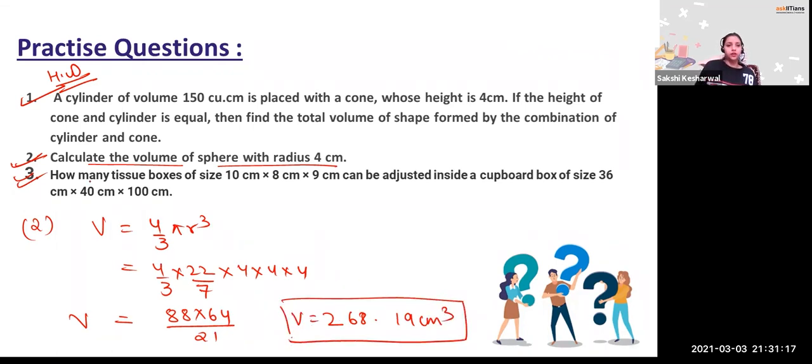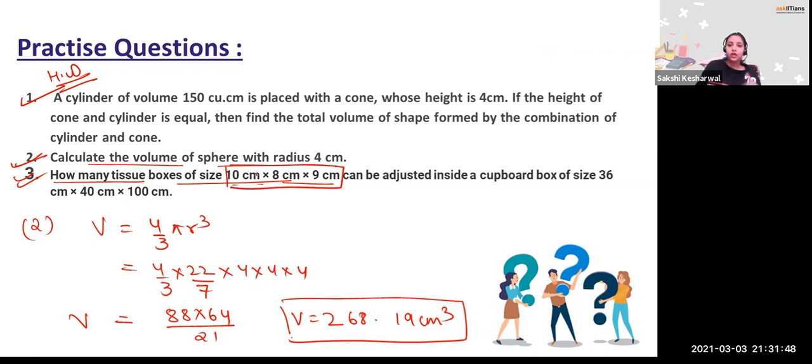Now, you just write it down. What is question number 3? How many tissue boxes of size 10 centimeter by 8 centimeter can be adjusted inside a cupboard of size 36 centimeter into 40 centimeter into 100 centimeter, right? So which is the bigger one? This one is the bigger box, and how many small tissue boxes are going to fit? So this is the size, right or no?